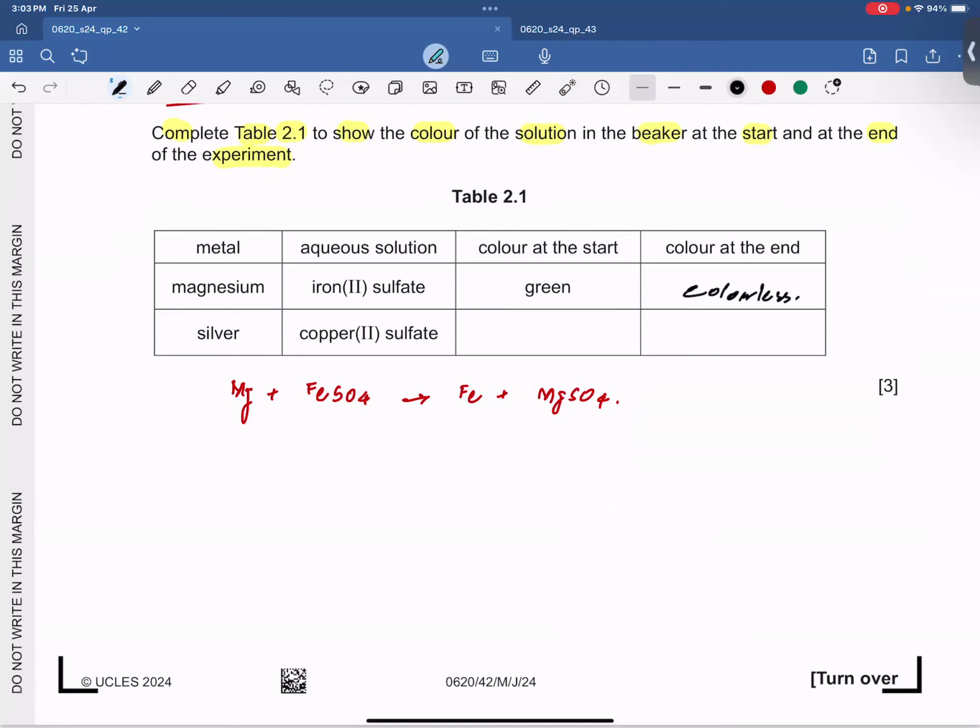Now silver is less reactive than copper, which means displacement is not possible in this scenario. As a result, copper sulfate has a blue solution. Okay. And obviously, the color remains blue because there will be no reaction. Because silver is less reactive than copper, silver cannot displace copper ions into copper metal. So the color of the solution remains the same.